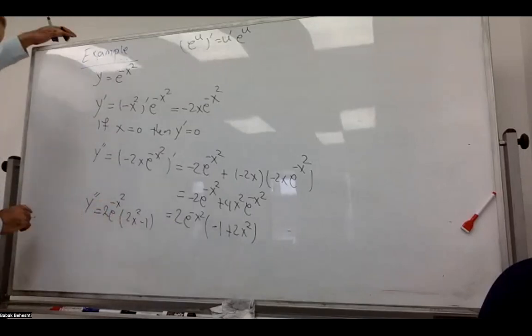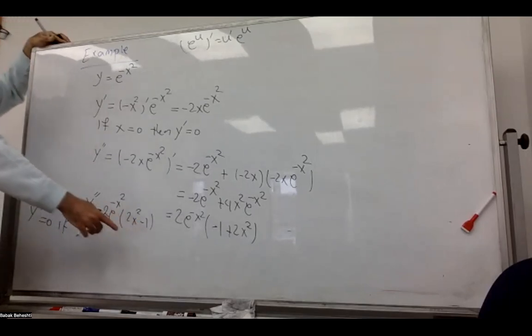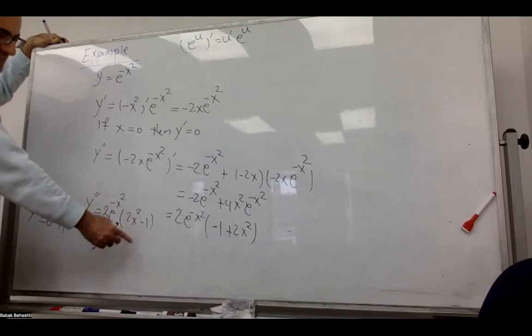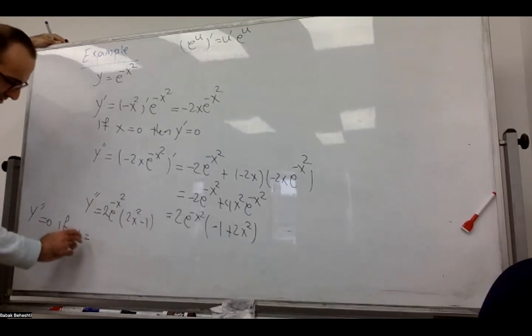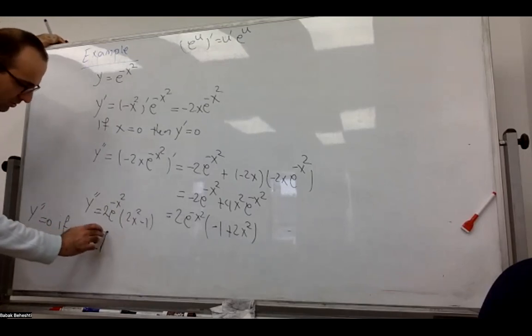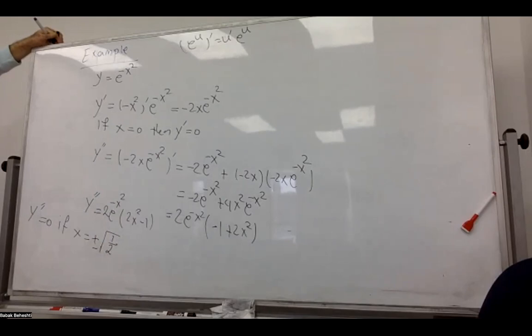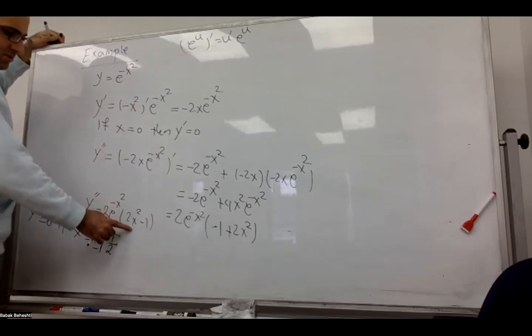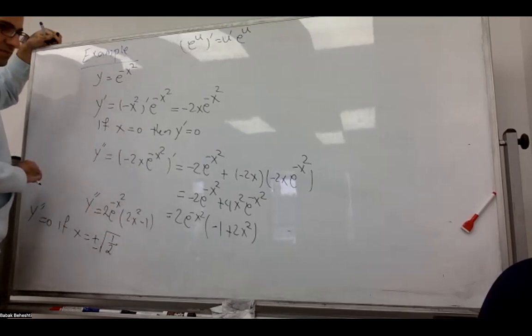So you see, y double prime is 0 if and only if 2x squared minus 1 is 0. But for what values of x is 2x squared minus 1 equal to 0? If x is plus or minus square root of 1/2, right? So if x is plus or minus square root of 1/2, this guy becomes 0, so the whole thing, which is y double prime, would be 0. Okay.